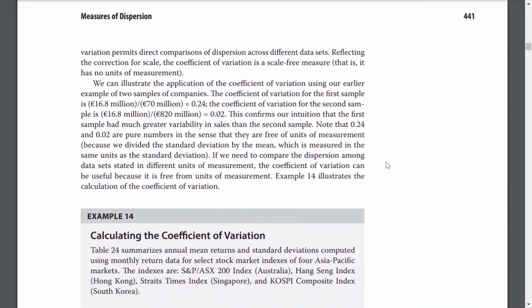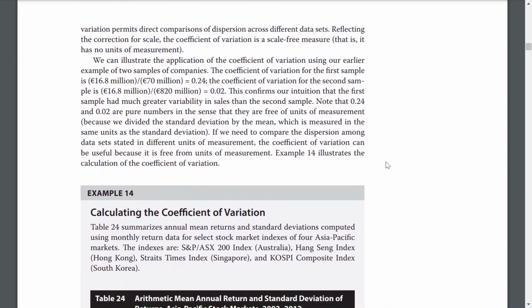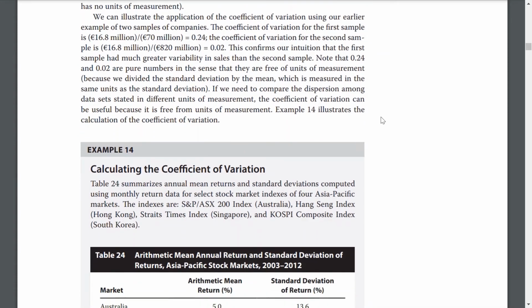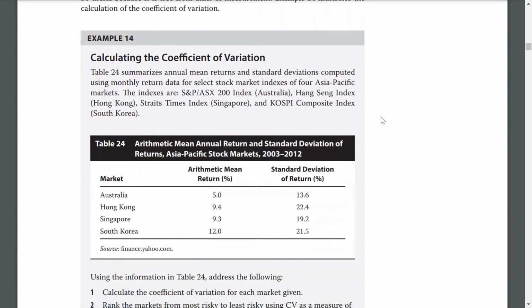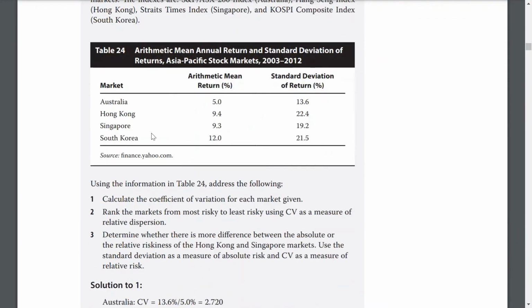If we need to compare the dispersion among data sets stated in different units of measurement, the coefficient of variation can be useful because it is free of units of measurement. Example 14 illustrates this: calculating the coefficient of variation. So it's just calculations, there's nothing to see there.